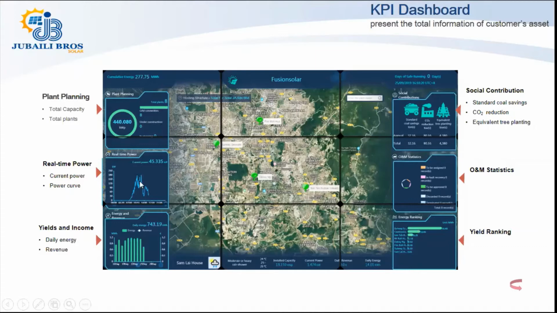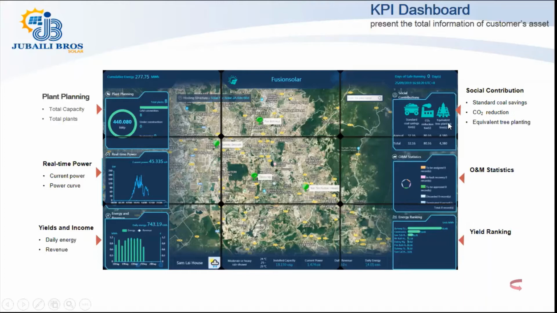Real-time power. Again, for the PV plants that you have installed and the whole capacity that you are looking at here, you will get the real-time generation at this point, so the current power and the curve. Yield and income: you will get the daily energy yield for each of the last days, and accordingly what revenue you have saved. The map at the center will show you where your PV plants are located. If you want to go into a particular PV plant, you can zoom in and click on it.